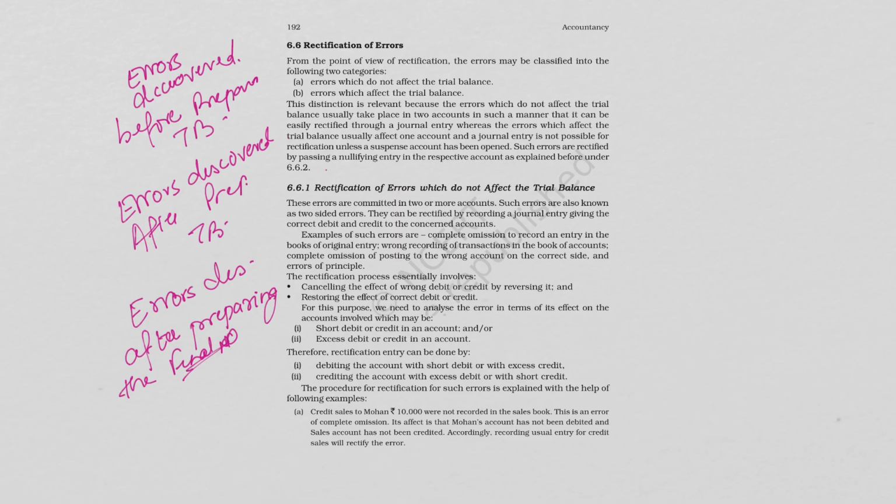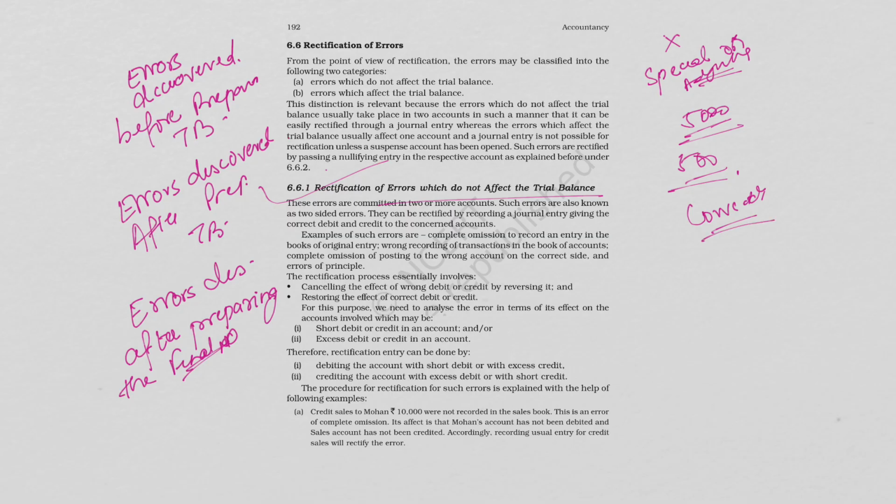Now let us understand. First, we have rectification of errors which do not affect the trial balance. Suppose the accountant discovers the mistake before preparing the trial balance. In this case, the rectification is simple. The accountant can directly correct the entry in the ledger or journal. There is no need for any special or adjusting entry. For example, suppose wages of rupees 5,000 were wrongly posted as rupees 500. The accountant can simply correct the amount in the ledger before preparing the trial balance. Thus the mistake is corrected immediately.